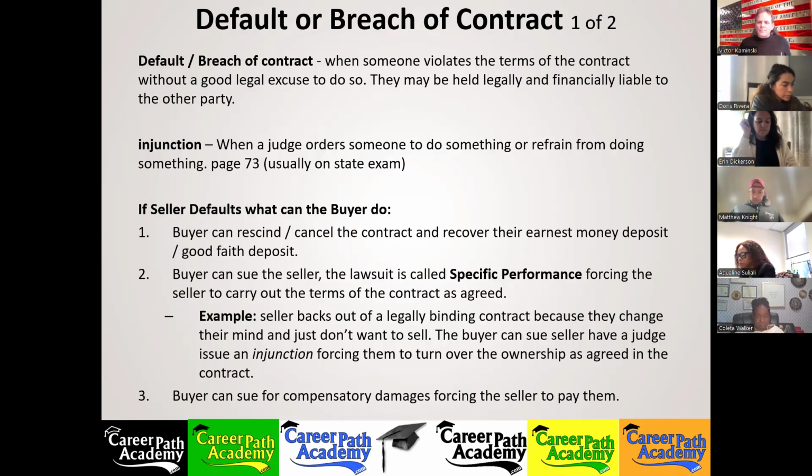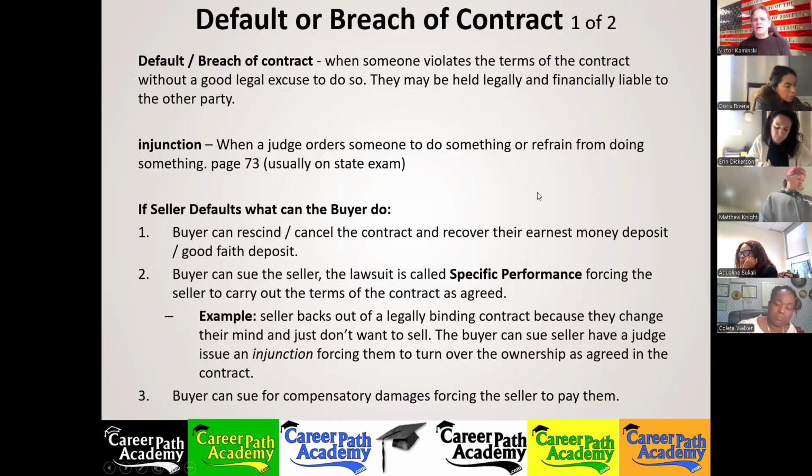So that buyer is probably going to sue the seller, forcing them to turn over the property and sell them the property as they agreed to, because I don't know, it's not a good legal excuse to back out of a contract. So that specific performance suit is to get the judge to issue an injunction, forcing them to turn over the property as they agreed to in the contract. Or lastly, the buyer can sue for compensatory damages. They could sue for compensation, for money, moolah, right?